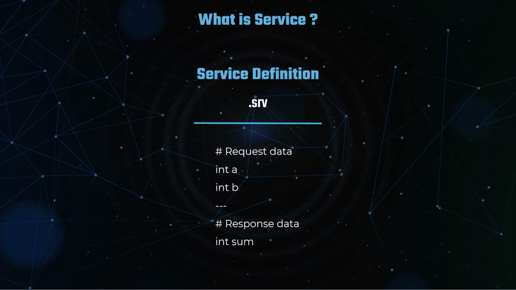Each field can have specific data types, such as integers, floats, or strings. Additionally, you can define arrays or complex custom data types to meet the unique requirements of your application. This flexibility allows you to tailor .srv files to align with the precise data needs of your robotic system, ensuring efficient communication between nodes.